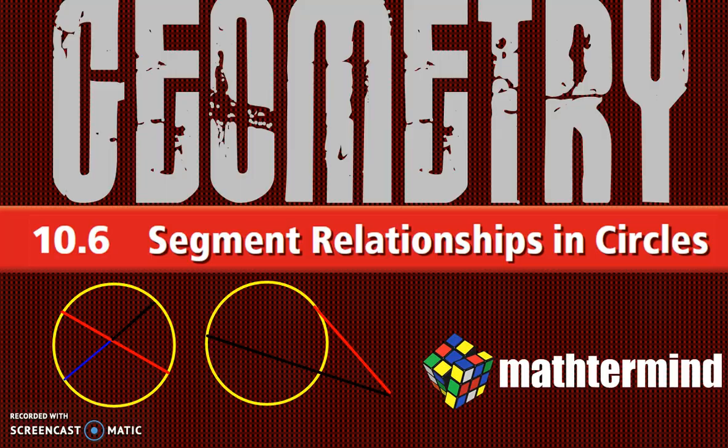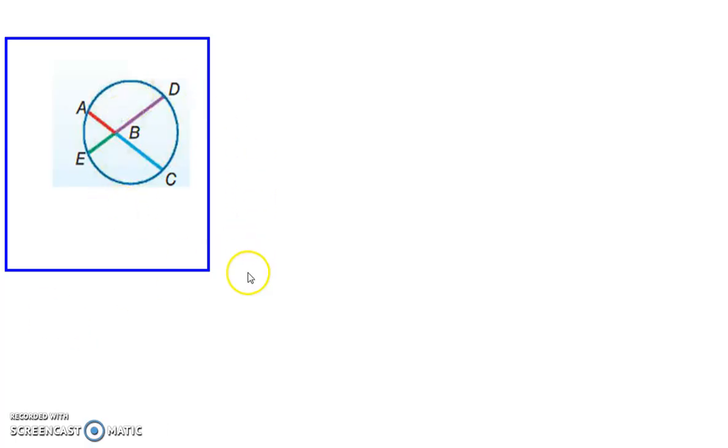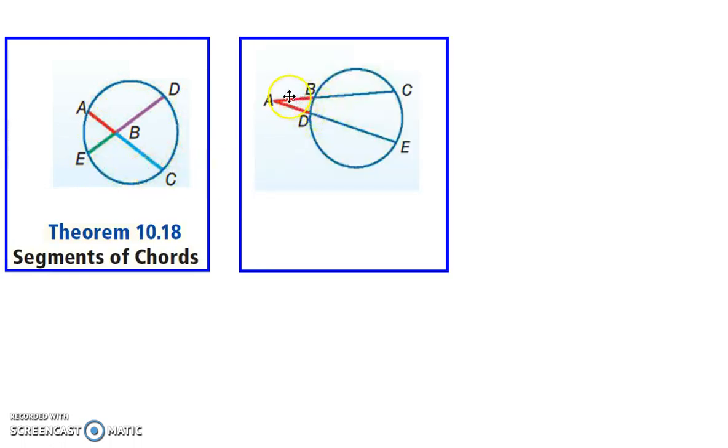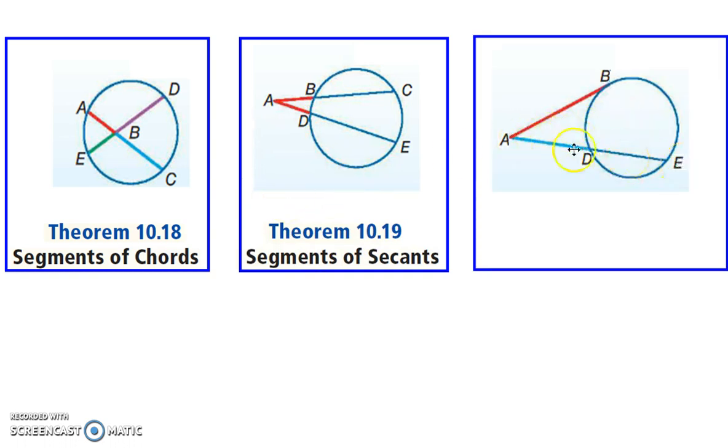We're talking about segment relationships in circles. There are going to be three different ones. We're going to look at when segments cross inside, so segments of chords. That's theorem 10.18. We're going to look when we have intersections outside and inside, so segments of secants. And if you have a segment outside, a secant and a tangent, then that's segments of secants and tangents. All these theorems are aptly named.